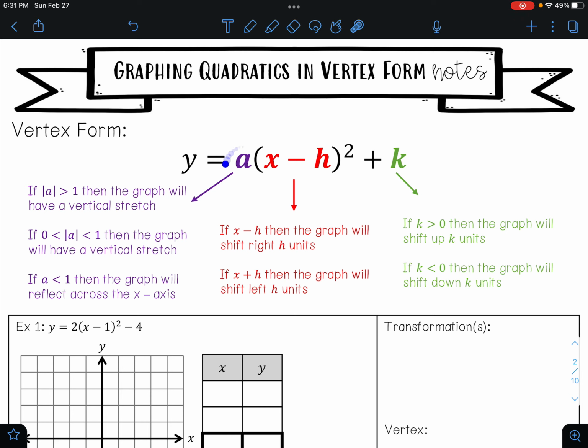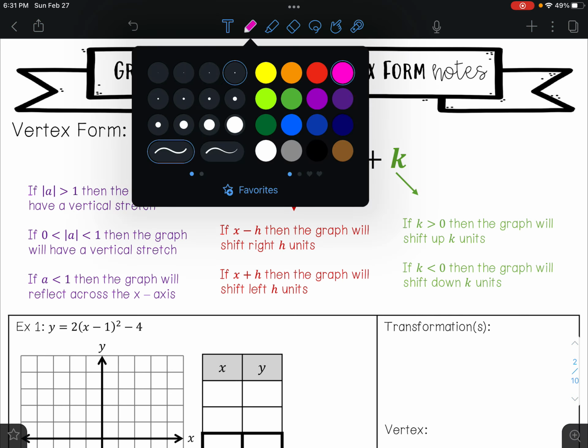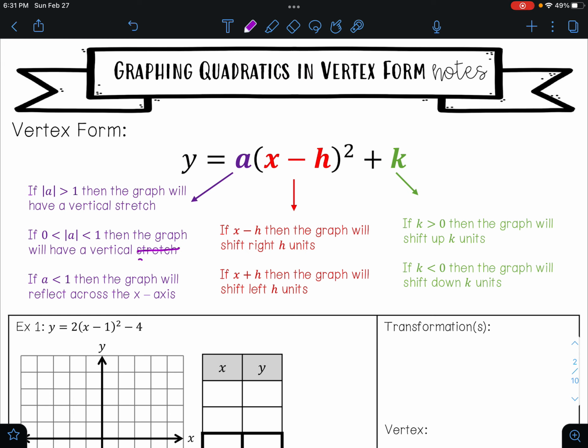A tells you if you have a stretch, a shrink, or a reflection. This should say shrink. Let me change that. So you will have a vertical stretch when the value of a is greater than 1. You will have a vertical shrink when the value of a is in between 0 and 1. And you will have a reflection across the x-axis if your a value is negative.